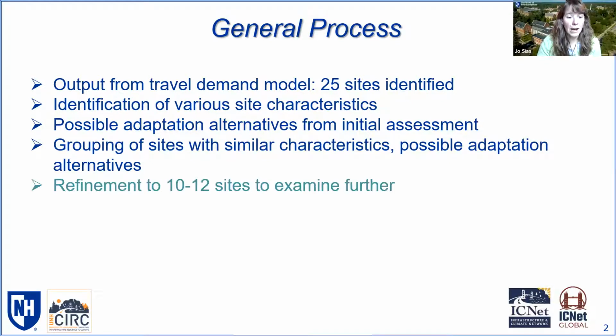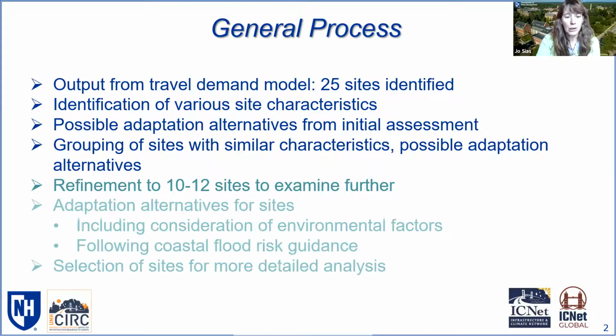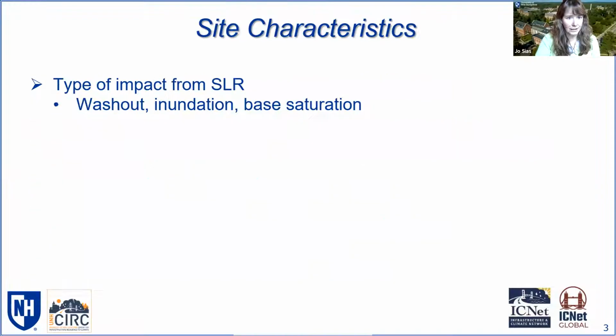So as of right now, we're in the process of refining these to 10 to 12 sites to examine further based on those initial steps that we've conducted. And then once we do that, we'll be looking at more specifically alternatives for each of those sites, including consideration of different environmental factors and following the coastal flood risk guidance that Kirsten just went through. And then finally, we're looking at selection of a few sites for a more detailed analysis.